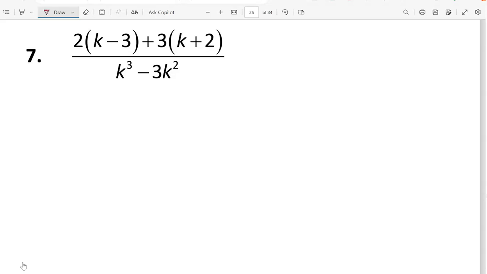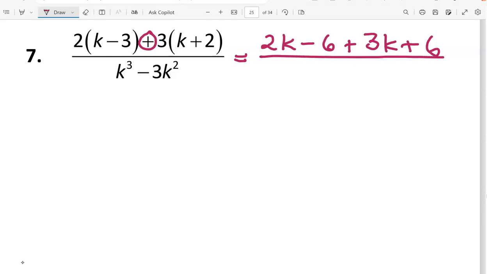In 7, we have a similar situation, but in this case, neither numerator nor denominator are factored. That hinges on this plus sign that's sitting here between the 2 times k minus 3 and the 3 times k plus 2. So in order to factor the numerator, we have to multiply it out. So that's 2k minus 6 plus 3k plus 6 in the numerator. And in the denominator, we can factor a GCF, or a common factor, of k squared, leaving us with another factor of k minus 3.